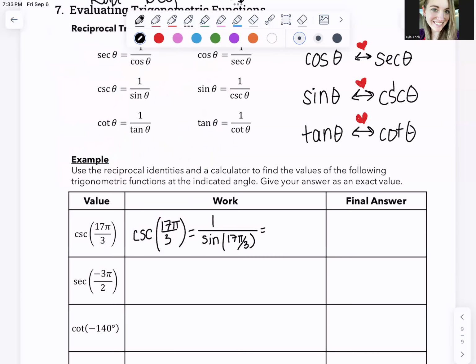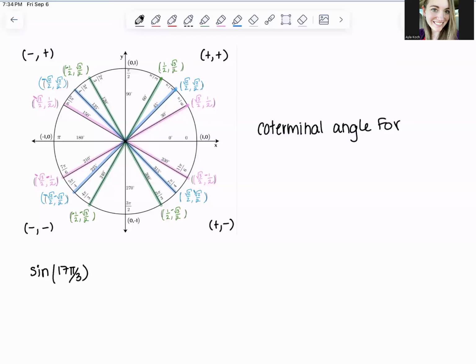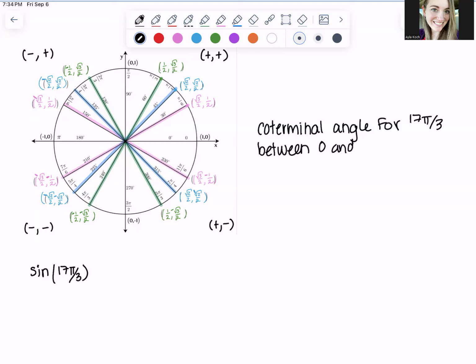Oop, I changed the mode. Okay, hold on. All right, there we go. Coterminal angle for 17 pi over 3, that's between 0 and 3 pi. Not 3 pi. My goodness. 2 pi. Just making sure you're on your toes. Hope you didn't pause the video immediately after I said that and get angry.